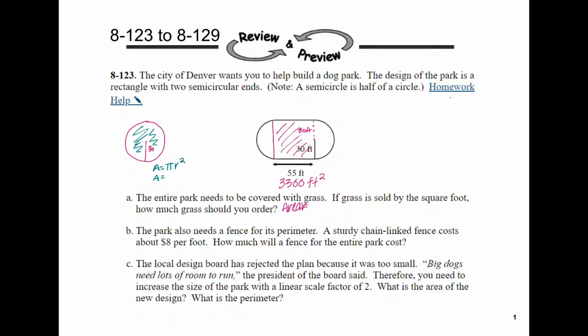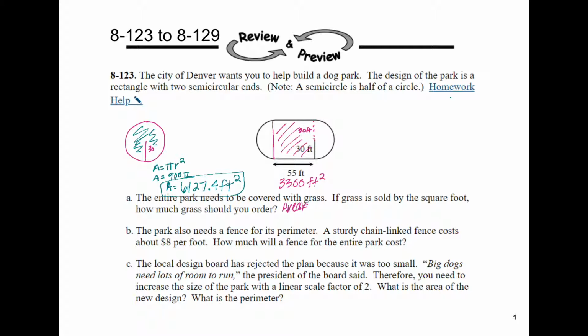Looking at my circle, the area of a circle is found by doing pi r squared. When I square 30, I get 900 pi. So when I add 900 pi plus 3,300, I get a total of 6,127.4 feet squared. So remember, don't type in your pi until the very end.